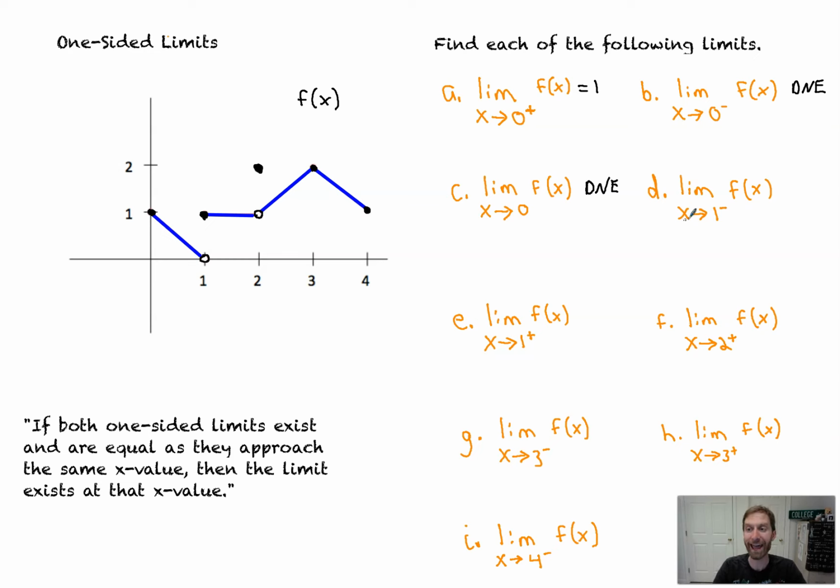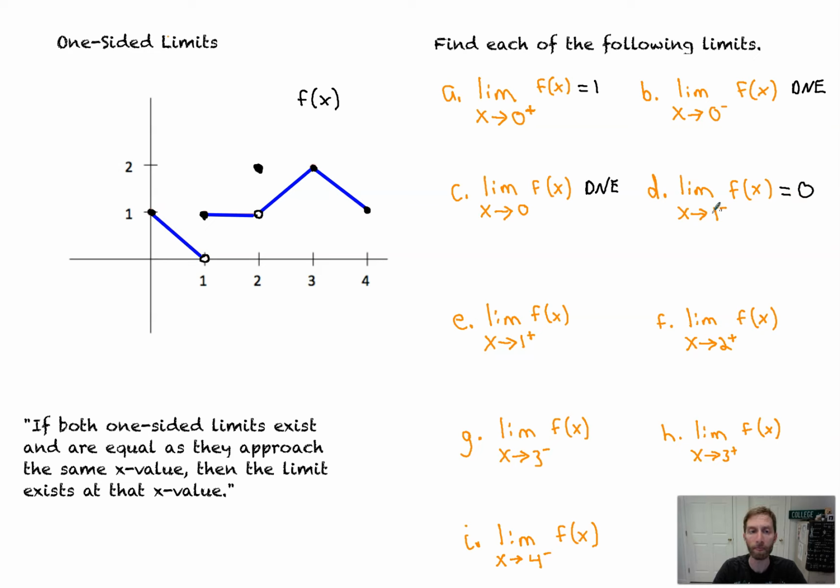So the limit as x approaches 1 from the left. Well, here's 1 from the left. That approaches a y value of 1. Even though there's a hole there, we're approaching. Sorry, not a y value of 1. That approaches a y value of 0. So as we approach 1 from the left, we approach a y value of 0.